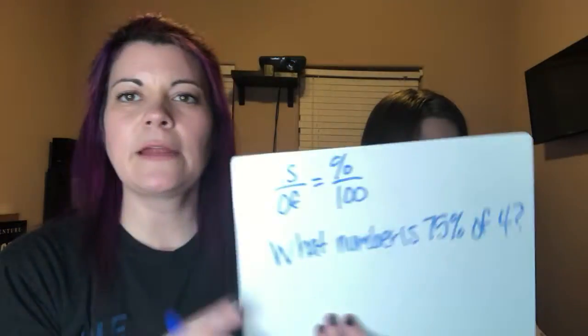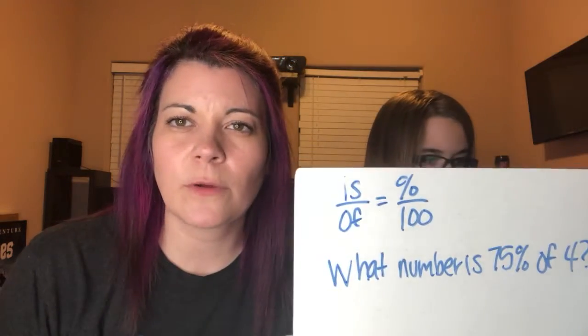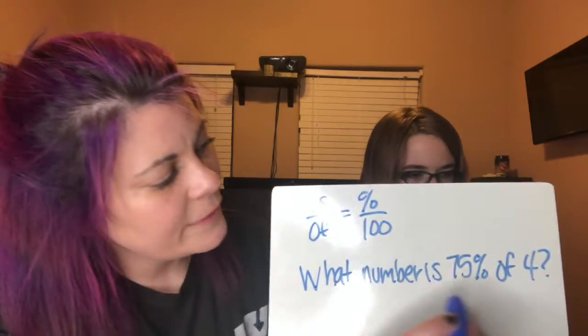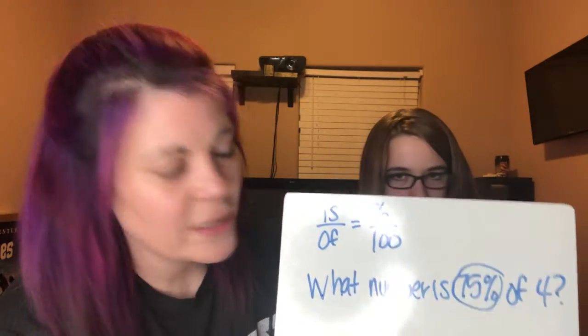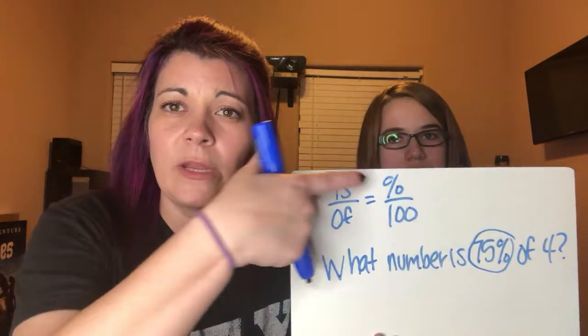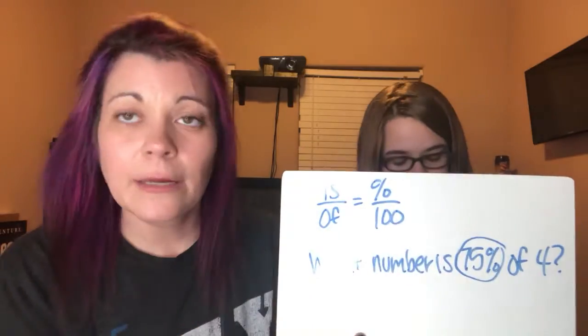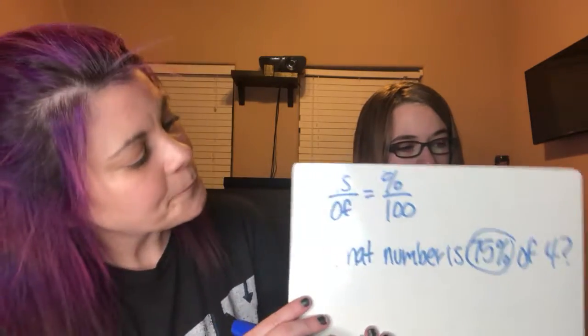is 75% of 4? So we're looking for these words. We're looking for is, we're looking for of, we're looking for a number that has a percent sign behind it. So in this case, we have 75%. It has the percent sign behind it, so we know it automatically goes there. If it has the percent sign behind it, we automatically know it goes in the percent place.